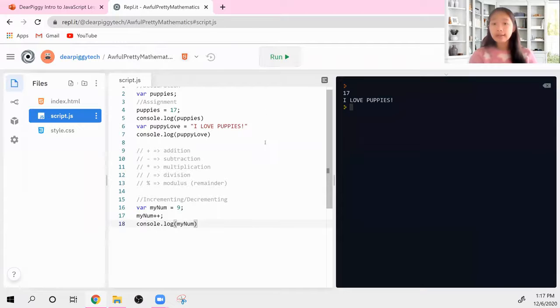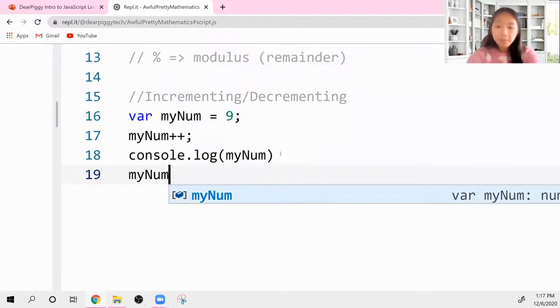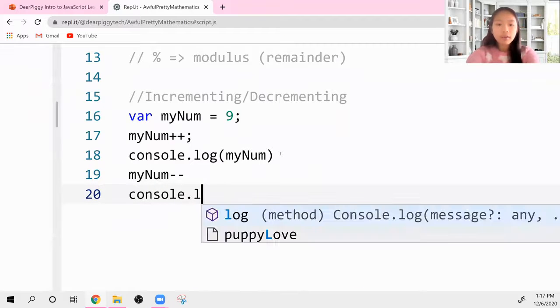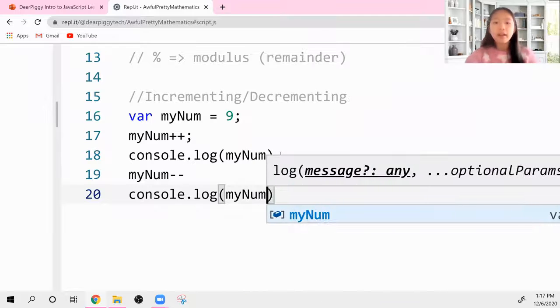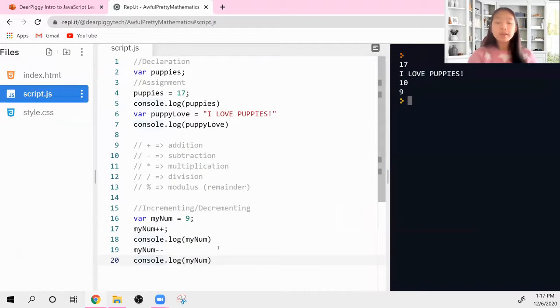It's actually kind of weird, guys. It's going to give you 10. And the reason why is because if you do plus plus, it basically says add 1. So whatever variable plus plus would be the value plus 1. So that's just something to remember. Now, over here, myNum minus minus, and then let's console.log myNum again. Some people actually did think that we were going to get 9. Yes, that's the right answer. But some of you guys thought that we would get 8.